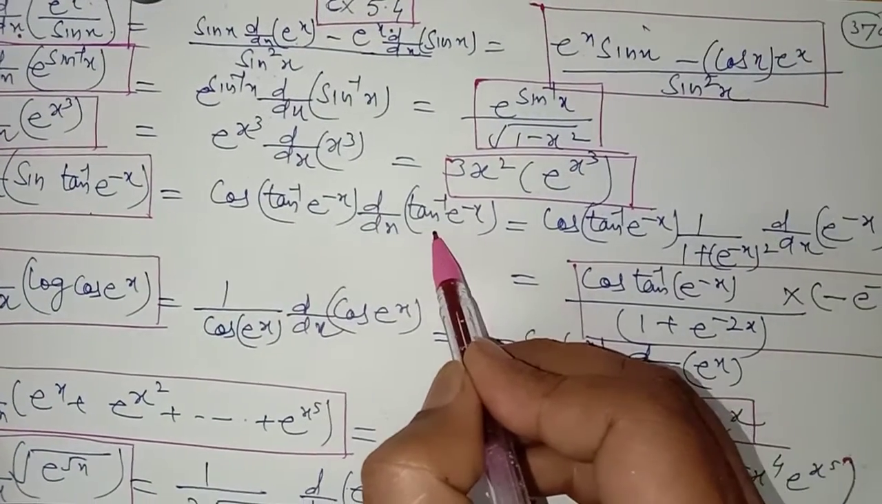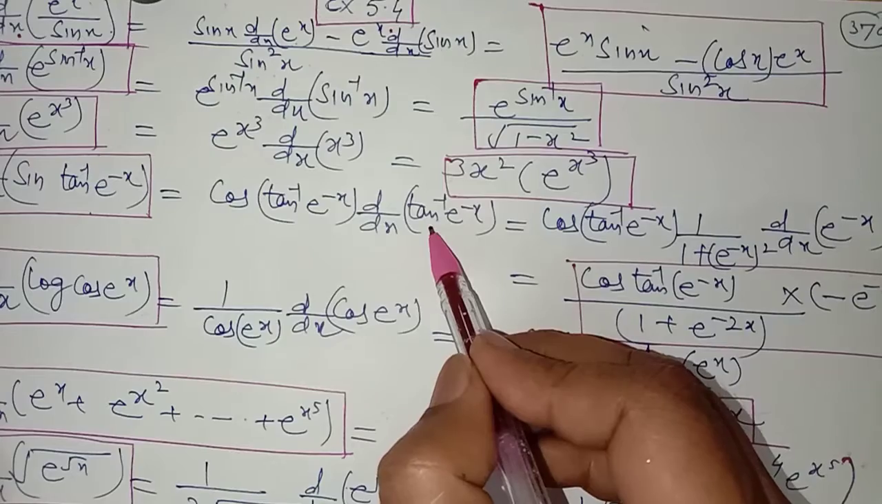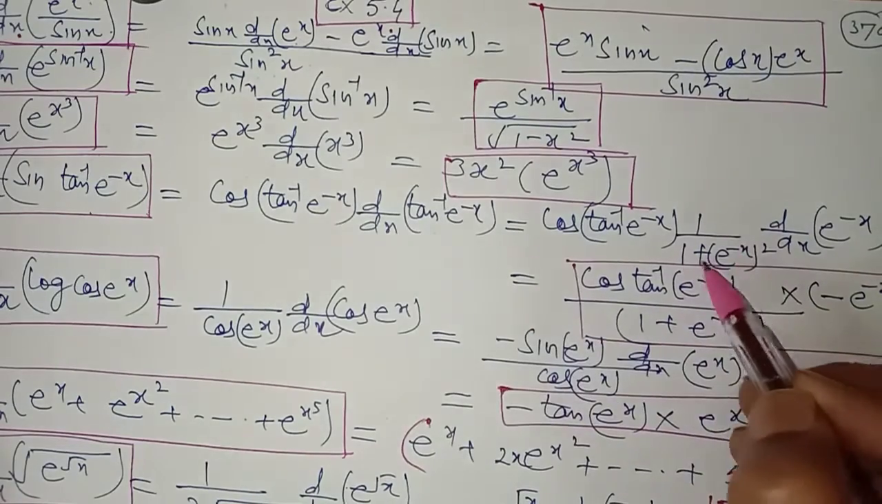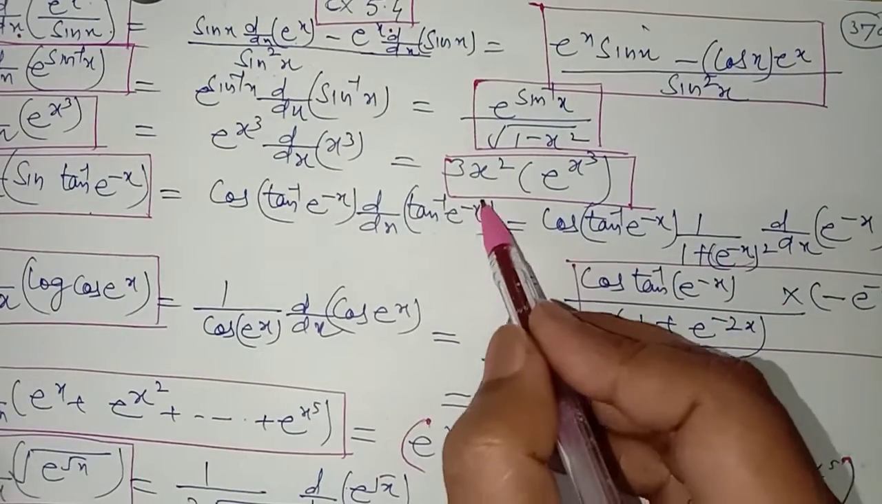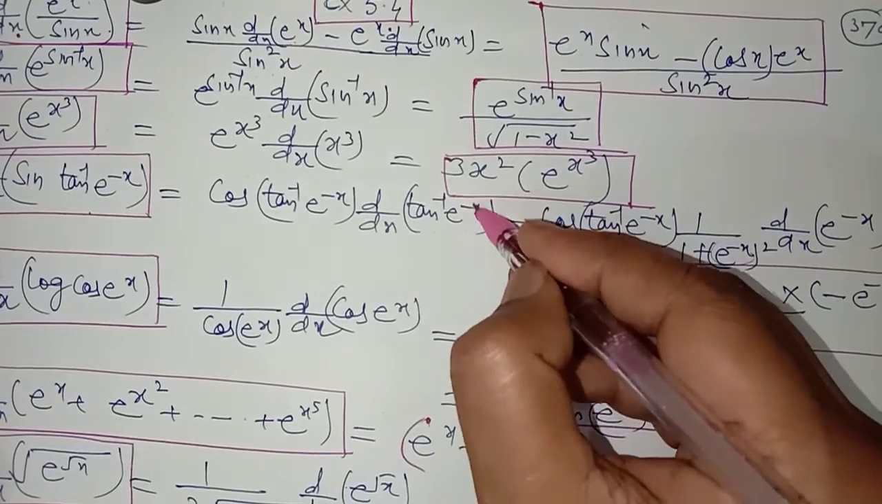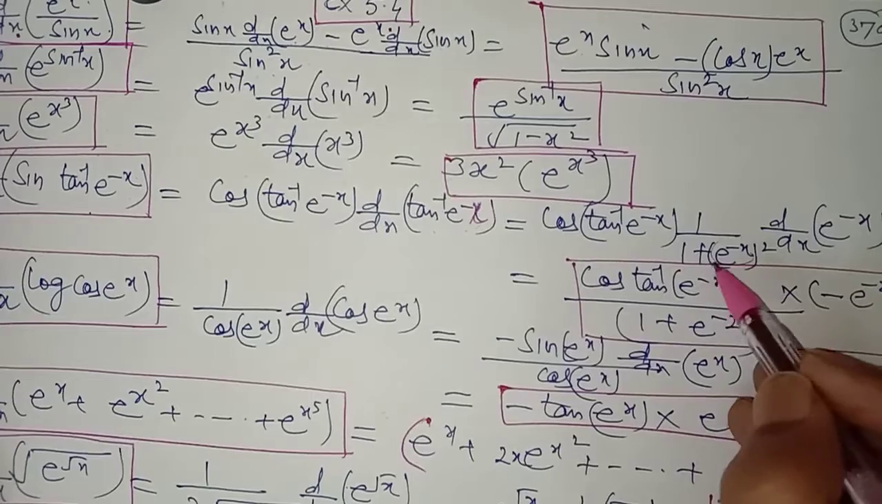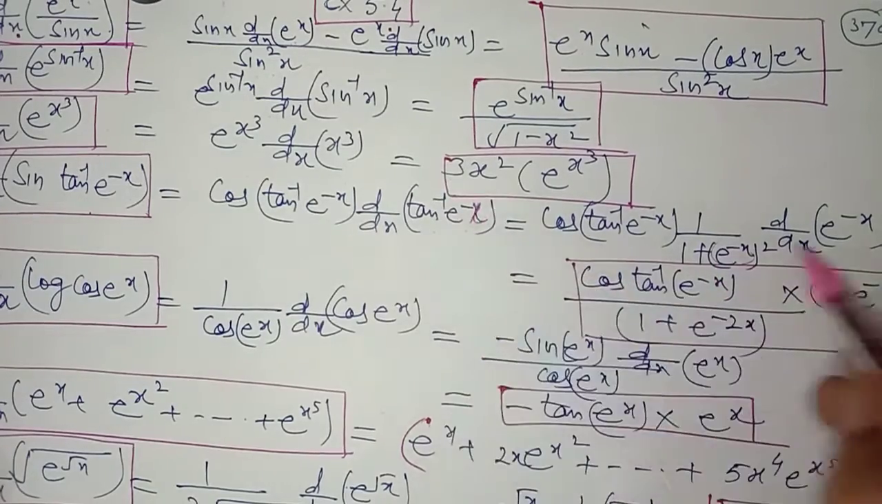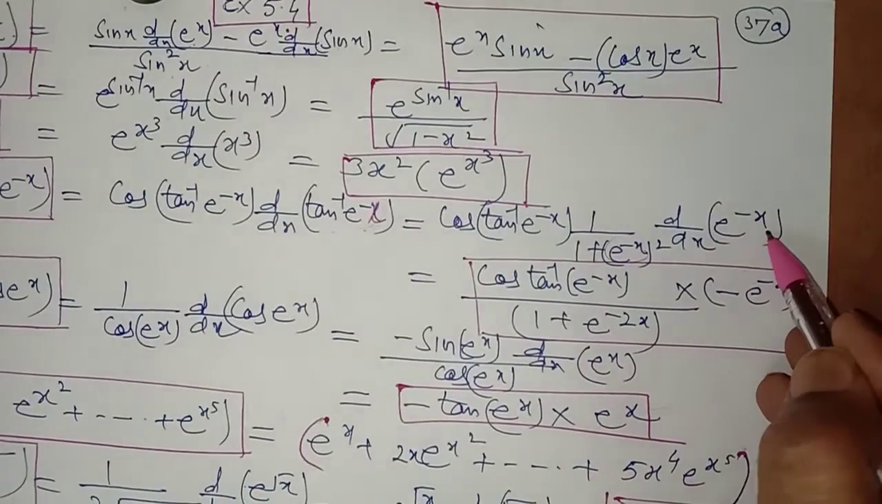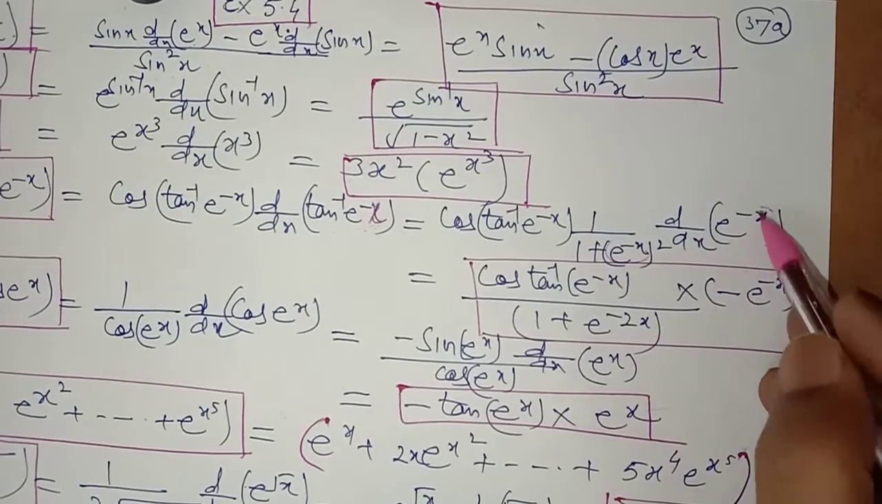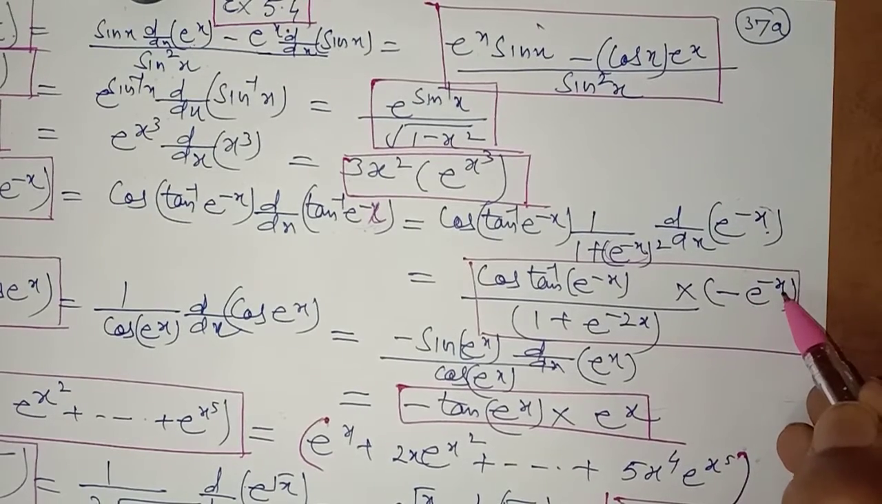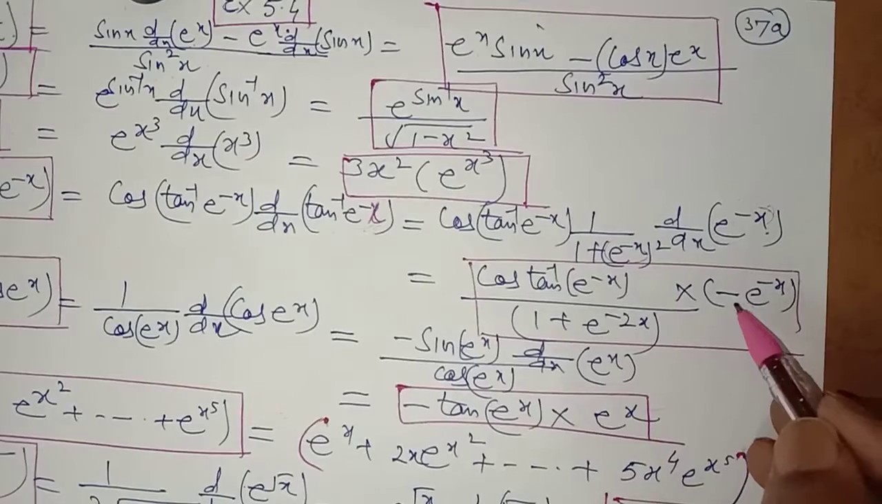Now we'll differentiate tan inverse. The derivative of tan inverse x is 1 upon 1 plus x square. So in place of x we have e raised to power minus x. Now multiply with the derivative of e raised to power minus x. The derivative of e raised to power minus x is e raised to power minus x, multiplied by the derivative of minus x, which is minus 1.